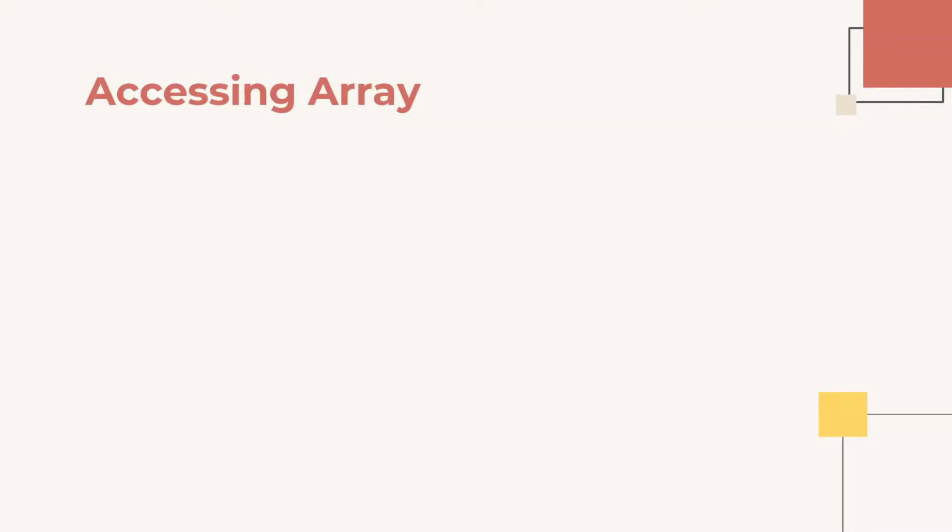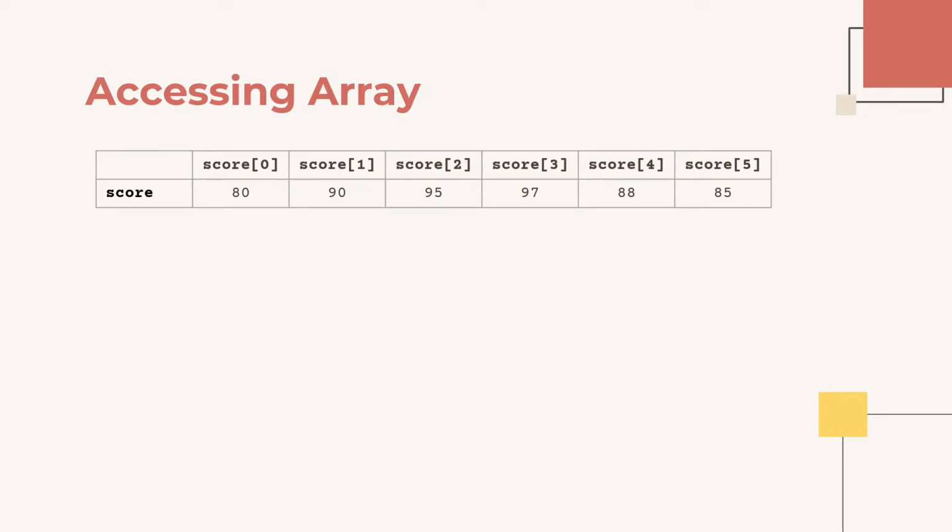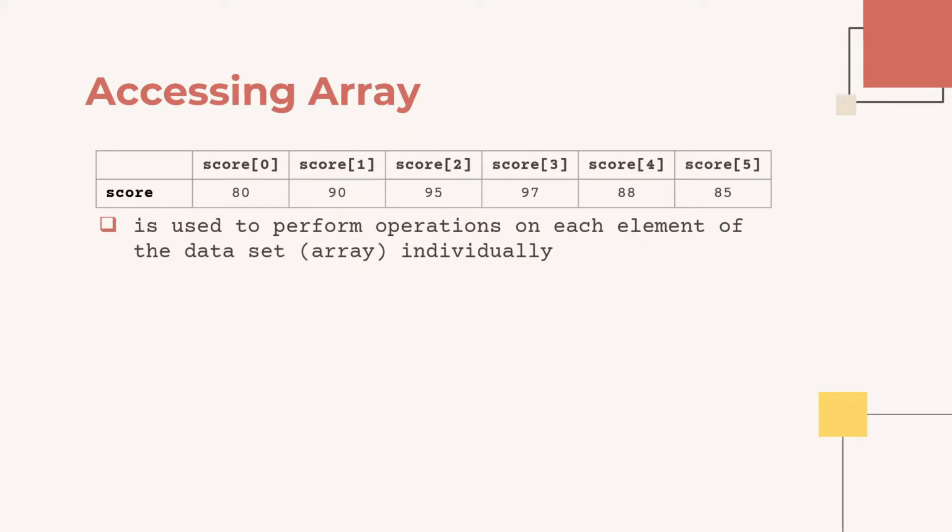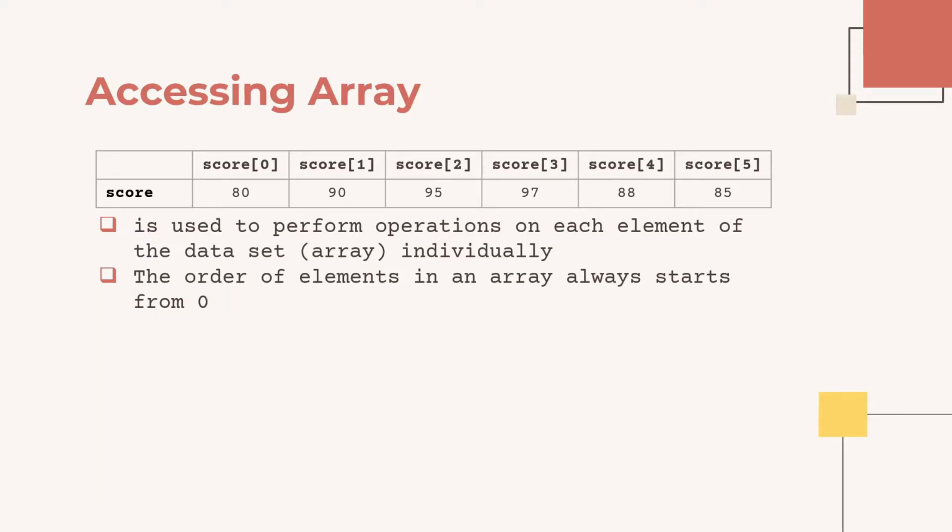Next, we will discuss how to access data in an array. And this is the example of the previous array. Accessing an array means that we can perform operations on each element of the dataset or array individually. Data in an array is called an element, which is indicated by an index on each element, so we can access it directly and randomly. Note that the order of elements in an array always starts from 0.